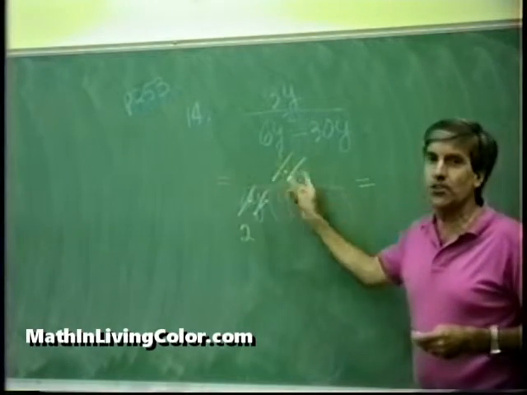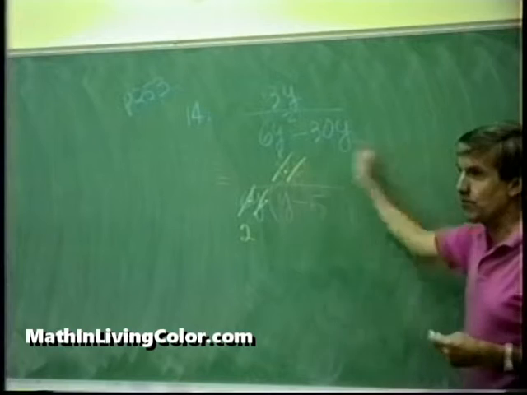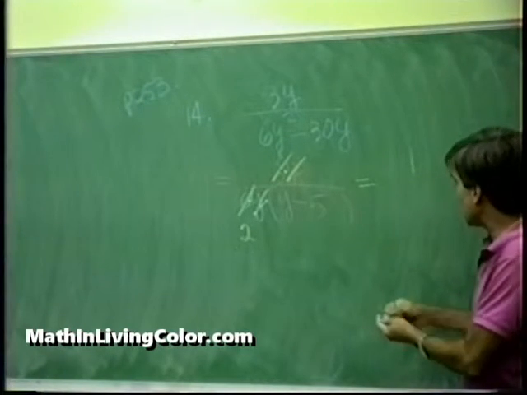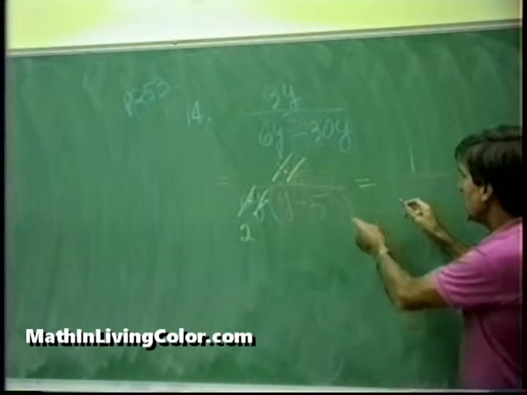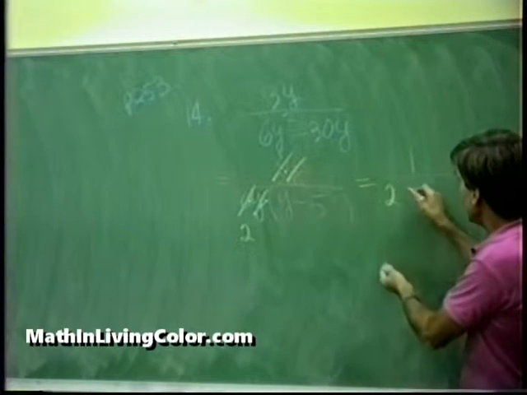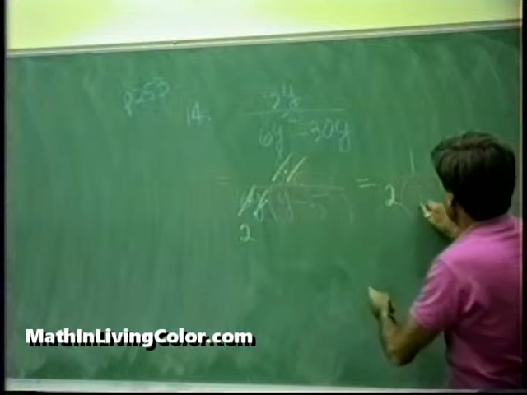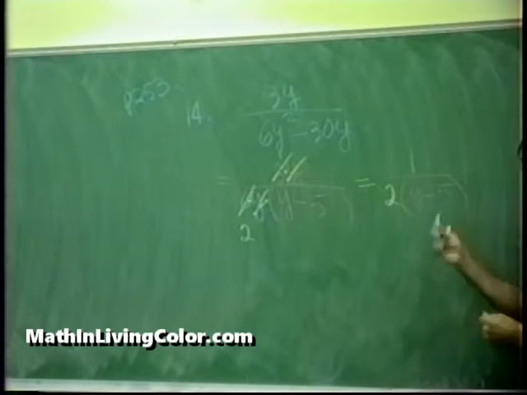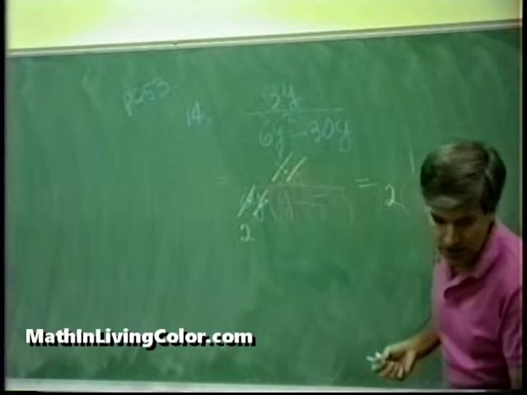And now the final answer: everything divided out of the numerator, so what's left in the numerator if everything divides out? There's always a 1 left there. And then what's left in the denominator? A 2 and times the y minus 5 factor. Right? So that's how we reduce a fraction. Is there any question on that?